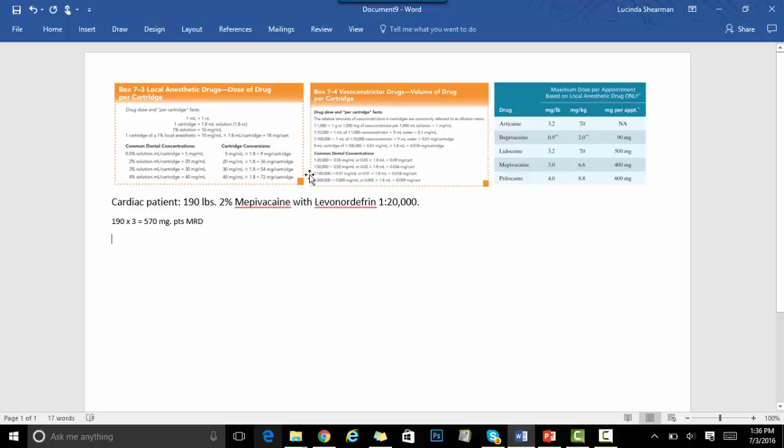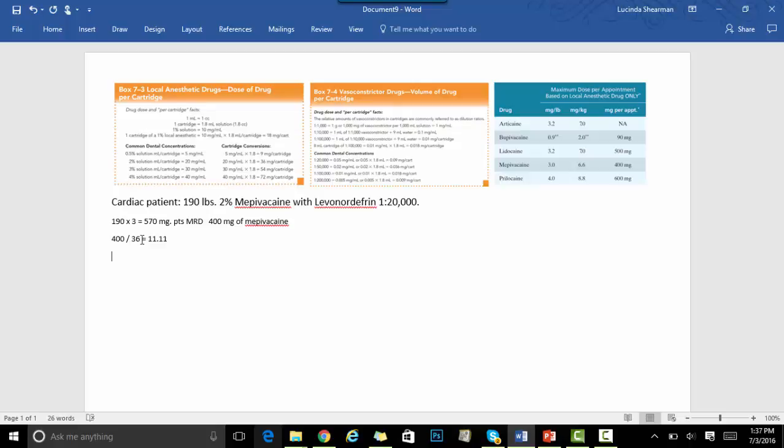This is over the 400 absolute MRD for mepivacaine, so the patient can only have 400 milligrams of mepivacaine. But how many carpules is that? So let's take 400 and divide that. Mepivacaine is 2%, so a 2% solution has 36 milligrams of drug in it. So 400 divided by 36 equals 11.11.